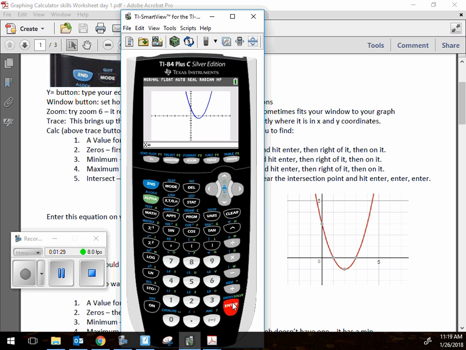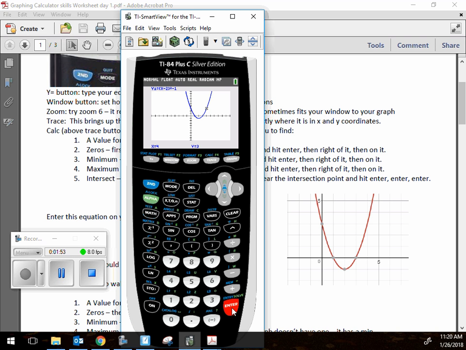All right, let's calculate the value when x equals 4. Everybody hit 4 and hit enter. You see how it calls out that spot on the graph? Again, that was second calculate the value, and we chose where x equals 4. All right, I hope you caught that. Let's see if you can do it yourself. Find the value where x is -1.